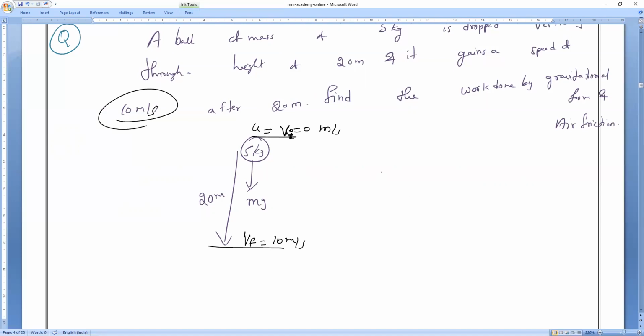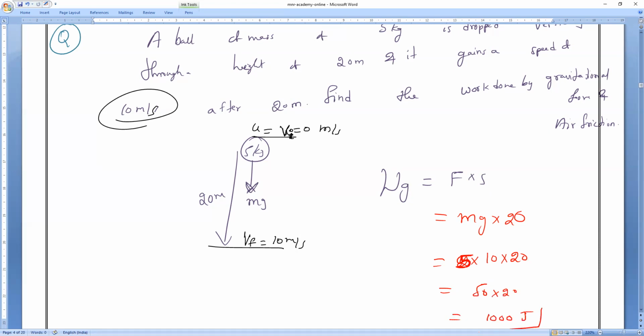0. Right? So tell me, work done by the gravity is equal to what? Force into displacement. Both are in the same direction, so positive work done. So force into displacement is mg into 20. m is equal to 5 kg, g value 10, so 50 into 20, which is equal to 1000. Work done by the gravity is 1000 joules.